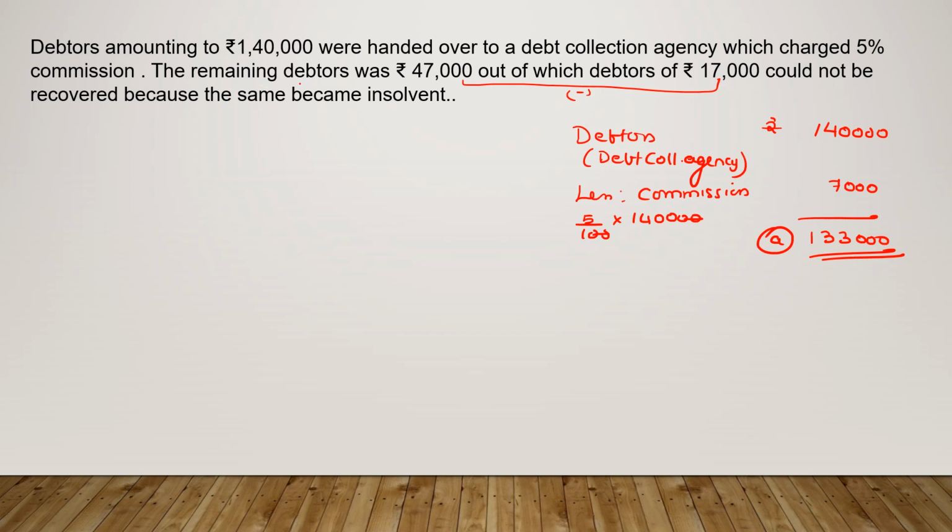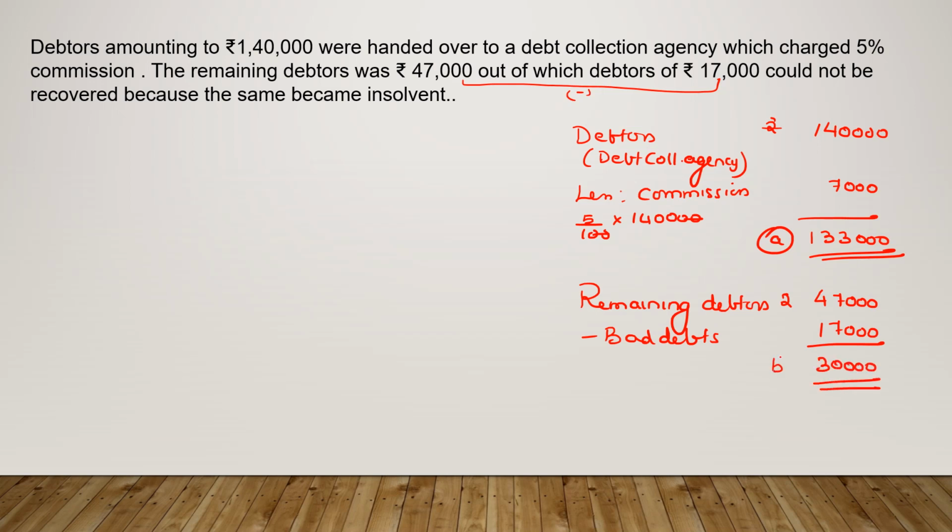Second part is for the remaining debtors. So what is the value of remaining debtors? It is 47,000. Out of this, bad debts, because they become insolvent, you're not going to be able to collect 17,000. So what is going to be received from the remaining debtors? 30,000. Let us take it as B.